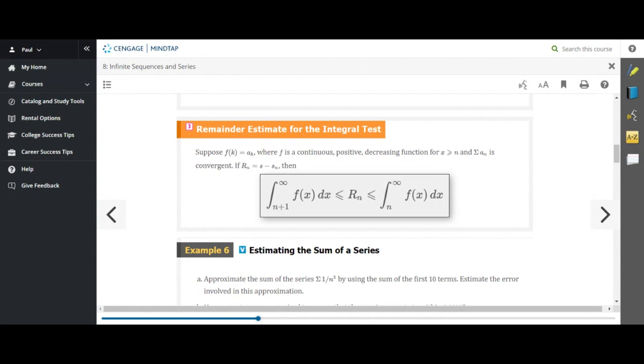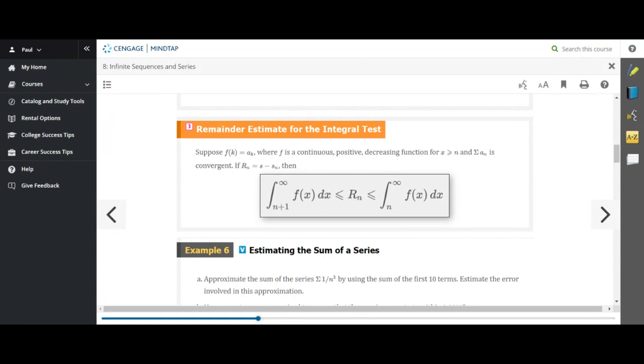The value on the left, the improper integral starting at n plus 1 to infinity of f of x dx, that's the lower bound, and the upper bound on the remainder is the integral from n to infinity of f of x dx. So certainly the upper bound is more important than the lower bound. We'd like to know what's the upper bound on the remainder? In other words, the error using our nth partial sum to estimate the infinite series is no more than this value.